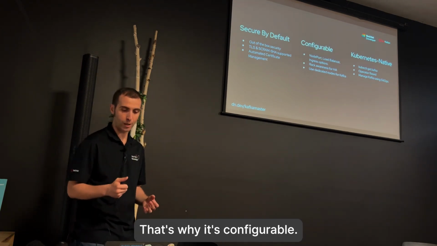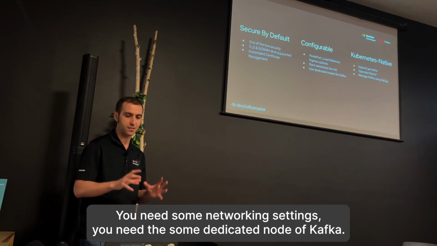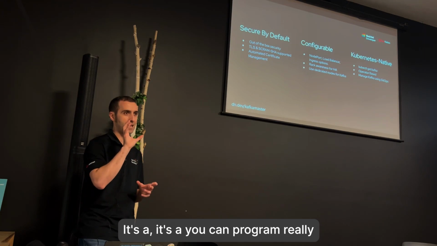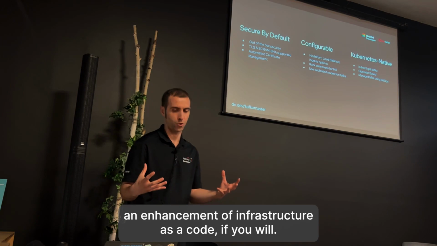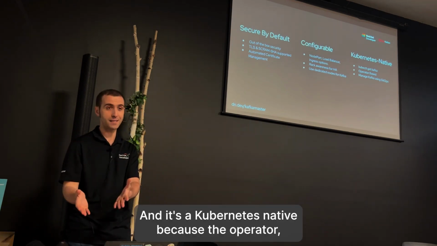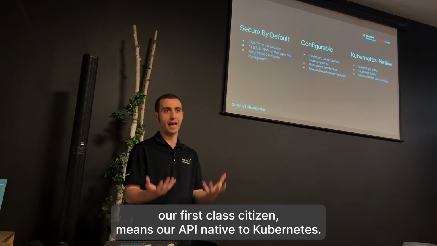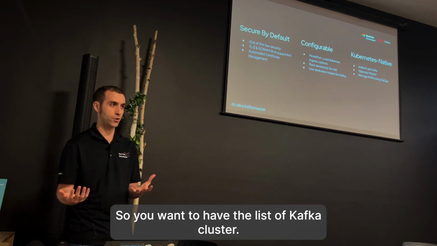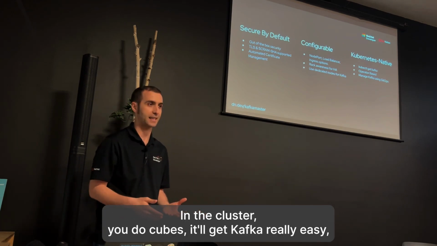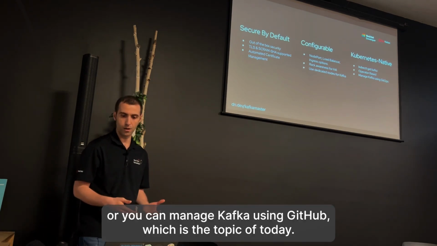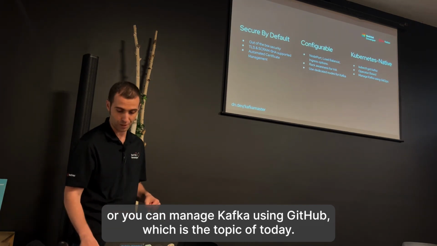That's why it's configurable. You need some networking settings, you need some dedicated nodes of Kafka, you can program it. It's really an enhancement of infrastructure as code, if you will. And it's Kubernetes native because operators are first-class citizens, meaning they are API native to Kubernetes. So if you want the list of Kafka clusters in the cluster, you do kubectl get kafka, really easy. Or you can manage Kafka using GitOps, which is the topic of today.